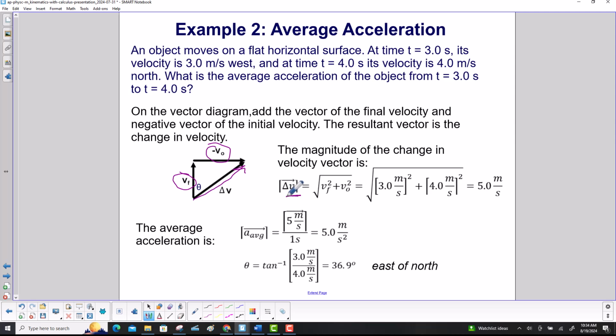So the magnitude of the change in velocity vector is the square root of Vf squared plus V0 squared. Put in the values and we get 5 meters per second. The average acceleration then is 5 meters per second over 1 second, or 5 meters per second squared. And then to find the angle, it's the tan inverse of 3 over 4, which is 36.9 degrees, or east of north, right? North typically is up there, and here is east direction.